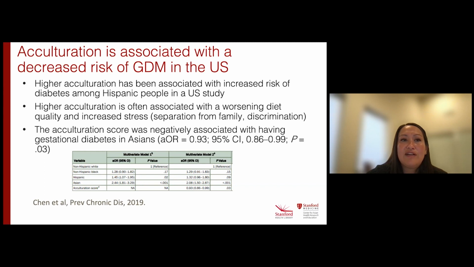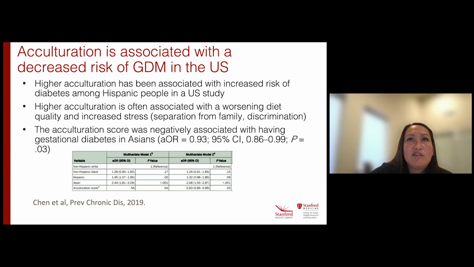A lot of the discussion has been that higher acculturation is often associated with a worsening diet quality and increased stressors, such as being potentially separated from your family or facing discrimination. And so I think this investigator was thinking that you would see a similar trend with Asians, but in this study, they had patients do an acculturation score, 0 to 5, and they found that a higher acculturation score was negatively associated with having gestational diabetes.